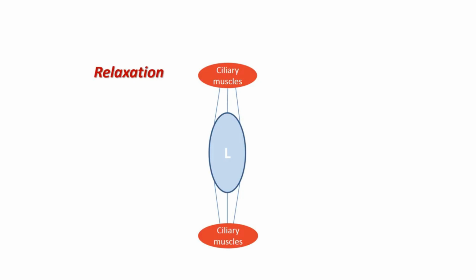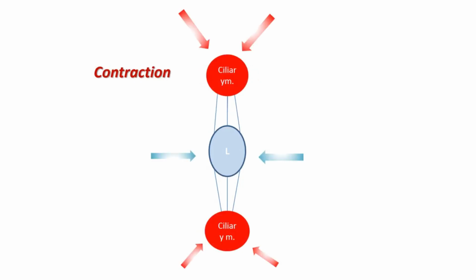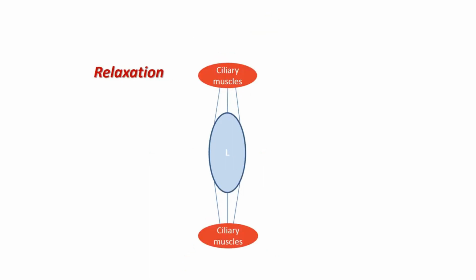Accommodation happens through the ciliary muscles attached to the lens. When the ciliary muscle is contracting, the lens becomes more convex, improving the focus for closer objects. When it relaxes, it flattens the lens, generally improving the focus for farther objects.